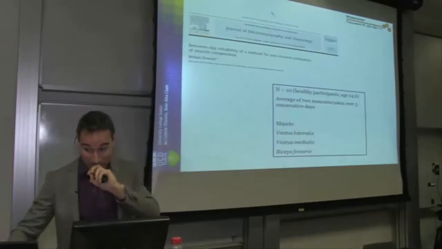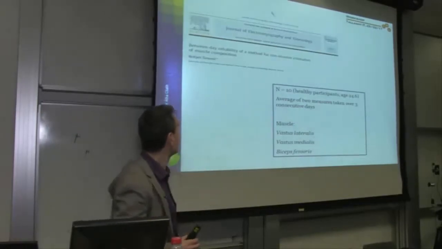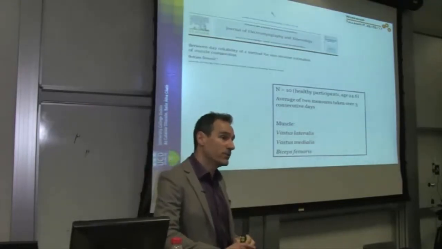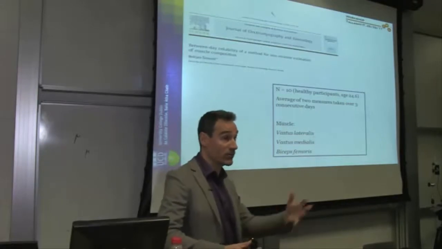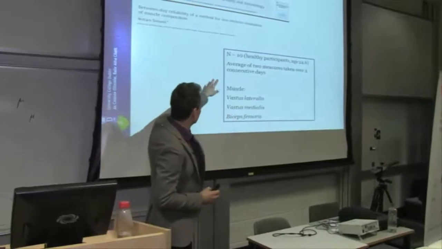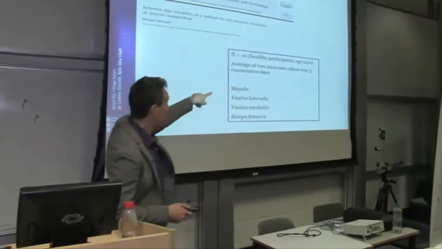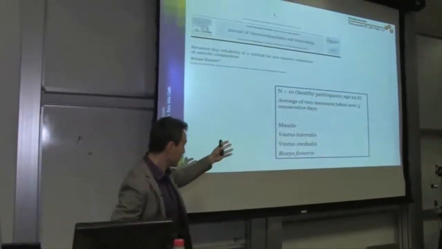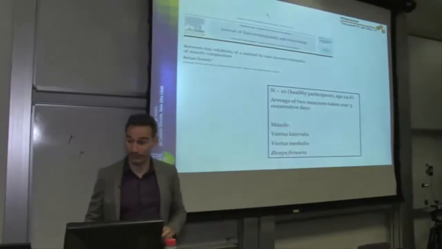Now, the next study, published in 2012, looks at between-session reliability. So what if I measure someone today, and then I measure them again tomorrow or in a week's time? Do I get the same result? Keep in mind that those subjects don't do anything in the meantime, so they don't alter the measure. So that's what they've done: 10 subjects measured three times, taken over three consecutive days. This time we have muscles from the lower limb.